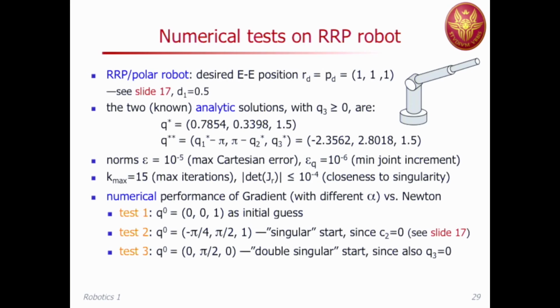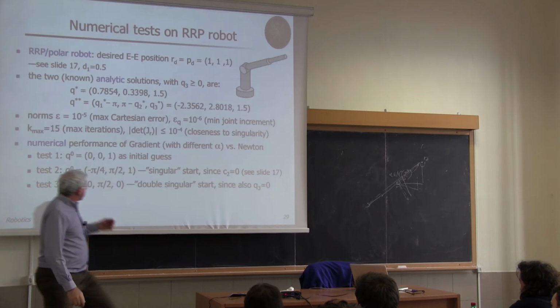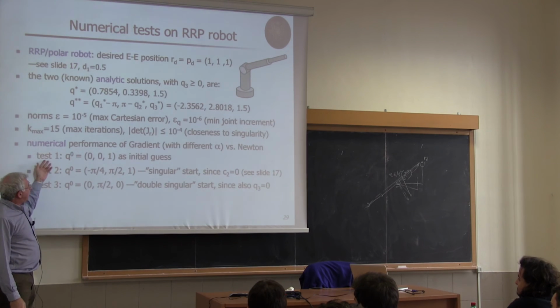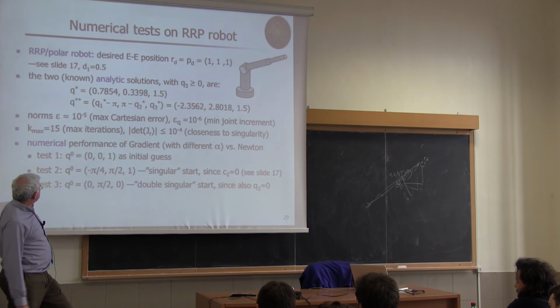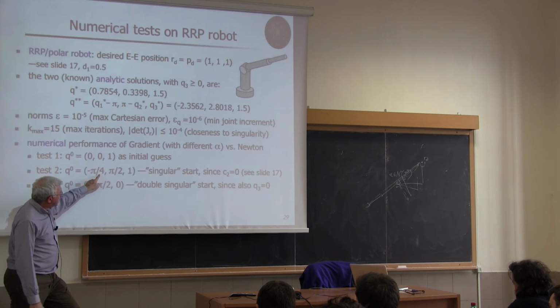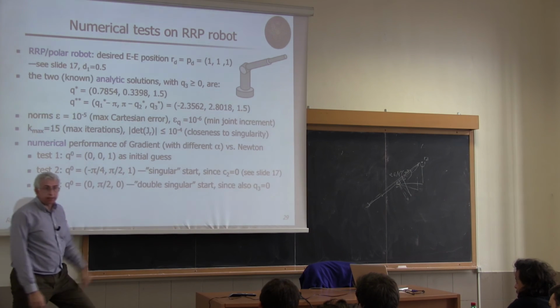Now I'll show you some performance results with the gradient method, using different values of alpha, actually a constant value of alpha, so no adaptive version, or the Newton method, where I don't have to choose anything else. These numerical results are obtained with different initial guesses: a first test with this initial guess, and other tests with other initial guesses. This one in particular is a singular start.